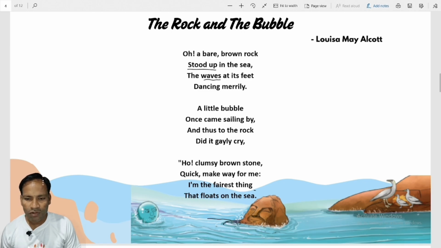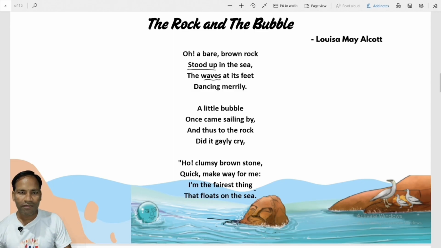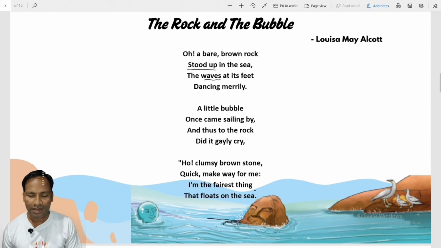like. So here the poet has used personification, means human qualities are given to inanimate things. Here this rock is standing in the sea. Standing is a human quality which is given to the rock, an inanimate thing, and even the waves are also dancing. So we know that waves cannot dance, but a human quality is given, dancing.